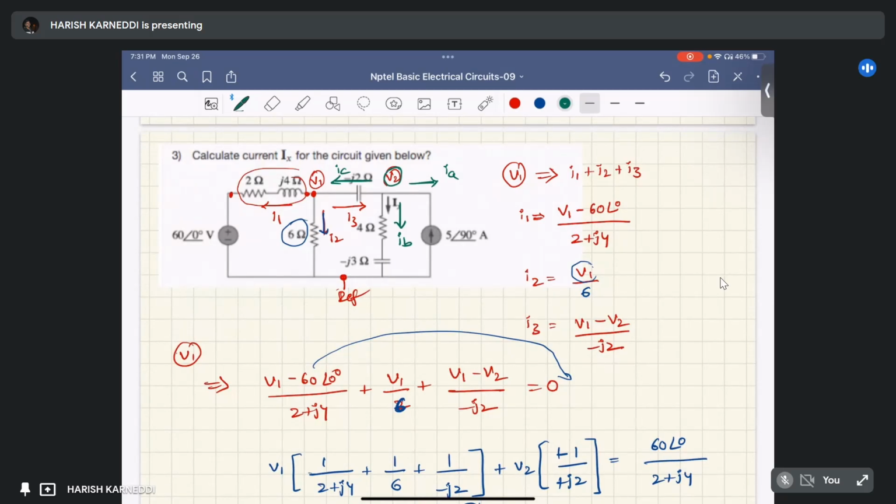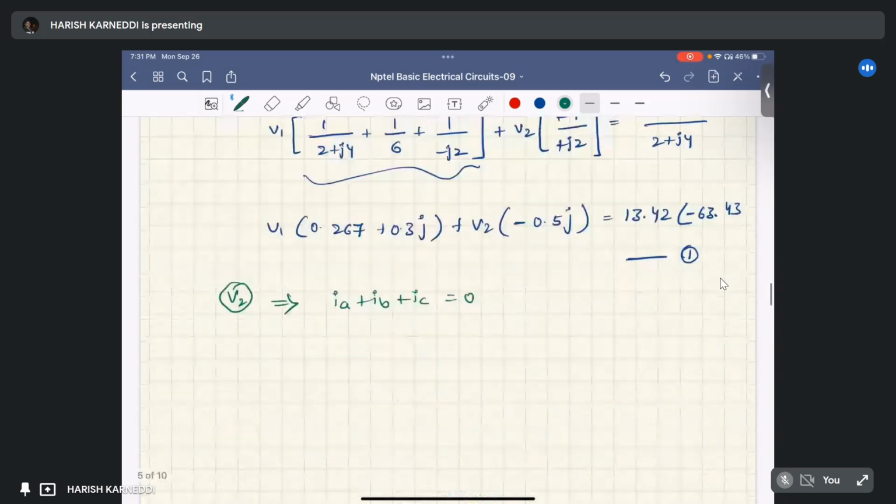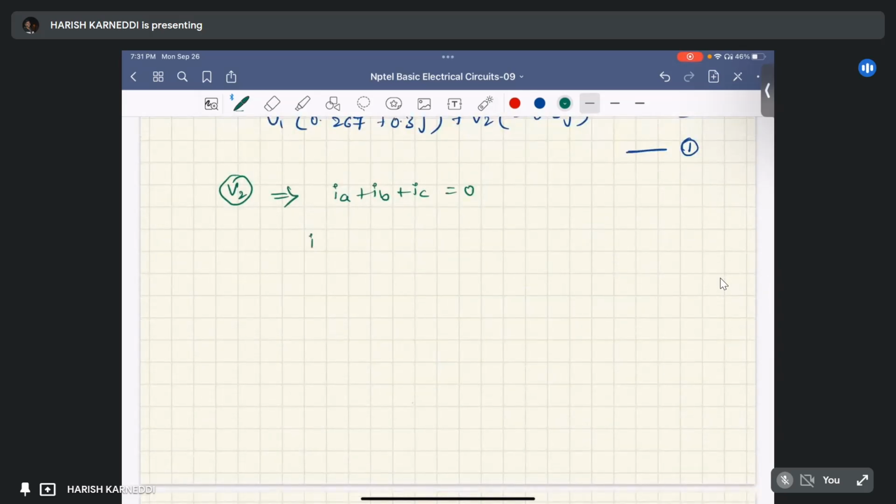What is IA? IA is the current in this direction. It is just opposite to this current source direction. So we can write IA is the same magnitude, but the direction is opposite. So we can represent IA equal to the magnitude 5 at an angle of 90 degrees, but it will be negative. Why? Because the direction is opposite.